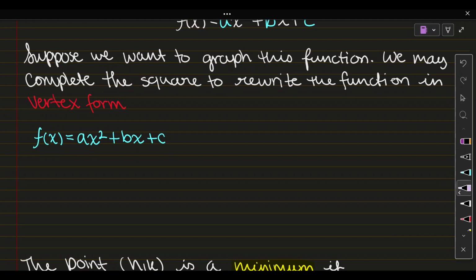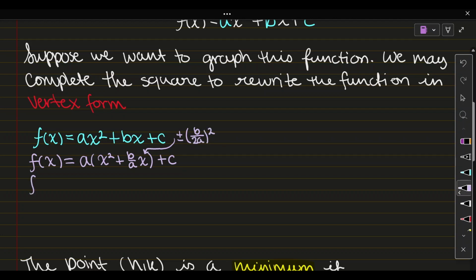The first step is to factor out a from the first two terms. So f of x is equal to a times x squared plus b over a x, plus c. I just factored out a from the first two terms. Next, I'm going to add and subtract b over 2a squared on the inside. So this gives f of x equals a times x squared plus b over a x plus b over 2a squared minus b over 2a squared, plus c.